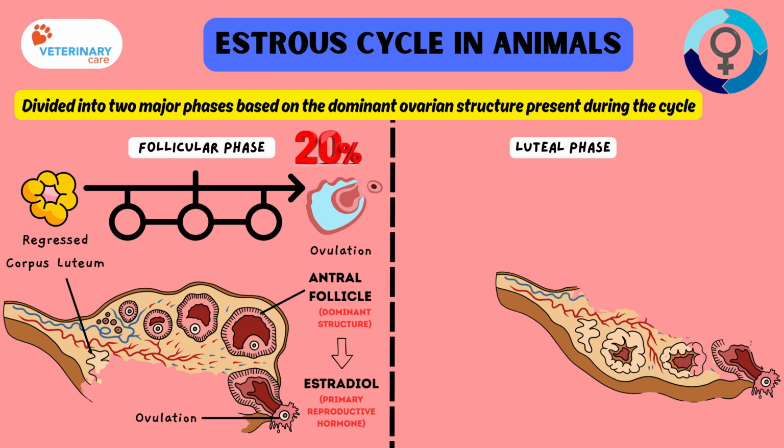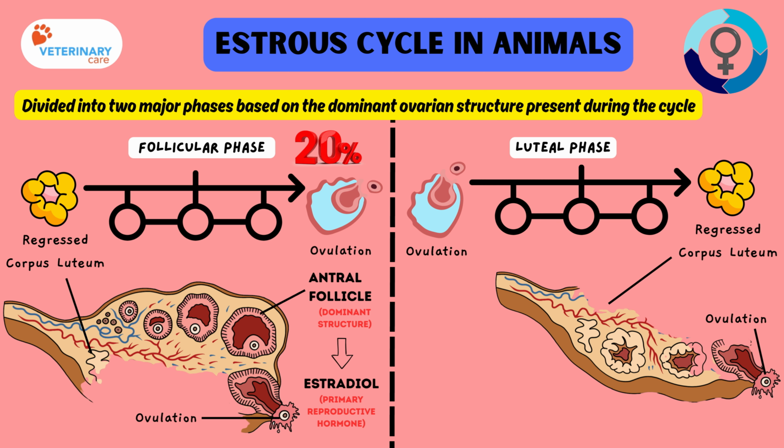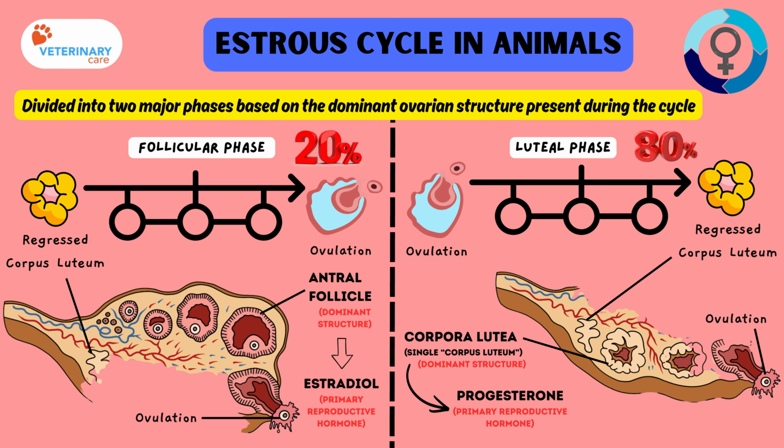The luteal phase starts after ovulation and continues until the corpus luteum regresses. This phase is much longer, occupying about 80% of the estrus cycle. The dominant ovarian structures during this phase are the corpora lutea, which secrete progesterone as the primary hormone. Progesterone maintains the uterus in a condition suitable for pregnancy. Although follicles continue to grow and regress during the luteal phase, they do not produce high levels of estradiol.